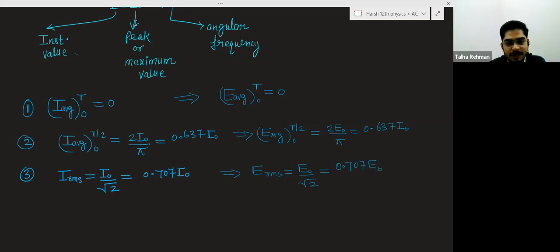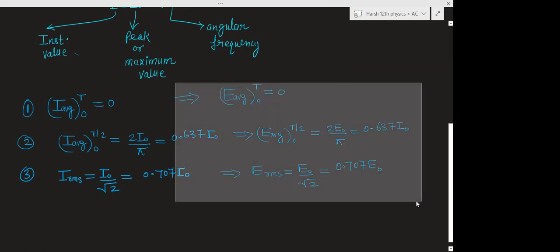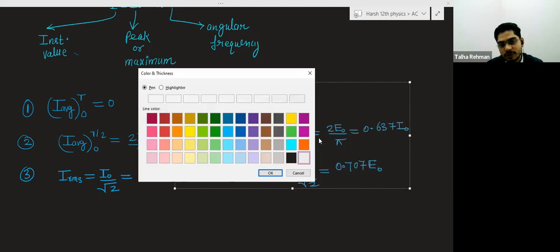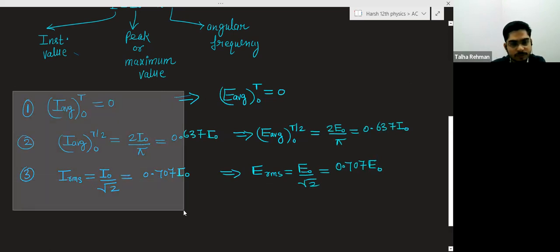So there is a similarity here. You can see the similarity between the EMF value and the current value. The equation is also the same. So you have to keep in mind. Now I think you can note down.